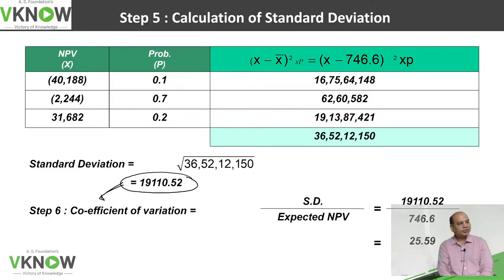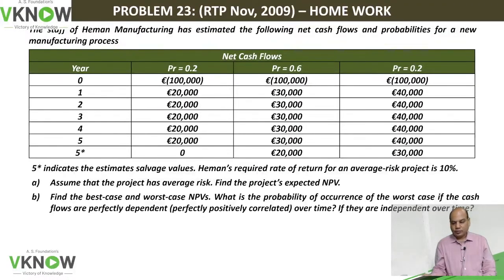Is it right? 25.59. Is the answer right? The answer for this question was 25.59. So this answer is over.